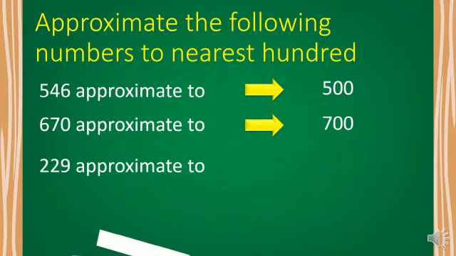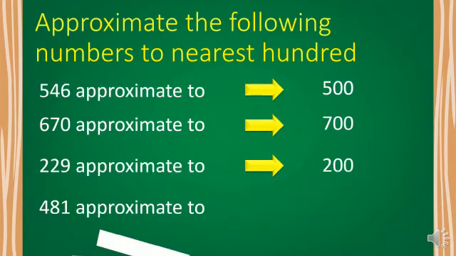Your turn. Look at 229. Look at tens. It's 2. Is that more than 5 or less than 5? Excellent. Less than 5. Just ignore. So we will put 0 in ones, 0 in tens, and 100 as it is. So the result will be, excellent, 200.